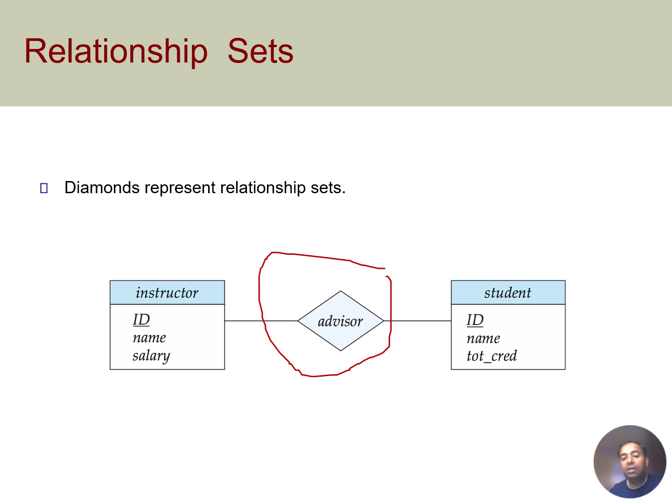This is the name of the relationship, for example instructor, advisor, student. Instructor is the advisor to student. The diamond is then linked to the entities it connects using lines. Here, what is the relationship between instructor and the student? Student gets advised by the instructor, or the instructor is giving advice to the student.